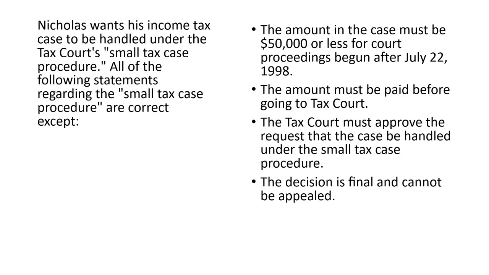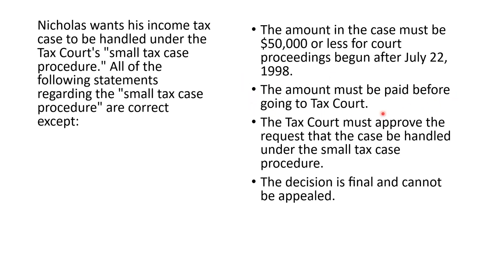Nicholas wants his income tax case to be handled under the tax court's small tax case procedure. All of the following statements regarding the small tax case procedure are correct, except the amount in the case must be $50,000 or less for proceedings begun after July 22nd, 1998. That's correct. The amount must be paid before going to tax court. That is not correct. That, in fact, would be the answer to this question.